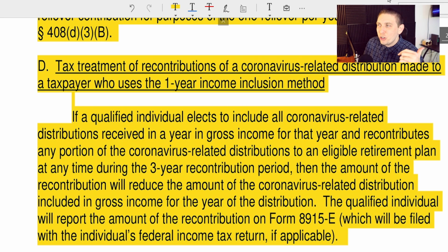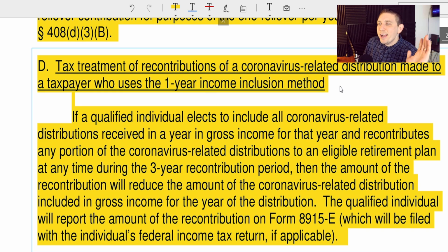It says tax treatment of recontributions of a coronavirus-related distribution made to a taxpayer who uses the 1-year income inclusion method. So if we report it all in 1 year versus spread it out over 3. It says if a qualified individual elects to include all coronavirus-related distributions received in a year in gross income for that year, and recontributes any portion of the coronavirus-related distributions to an eligible retirement plan at any time during the 3-year recontribution period. So, because you can report all of the income in 2020, but you still have 3 years, if your plan allows it, to recontribute that money back.